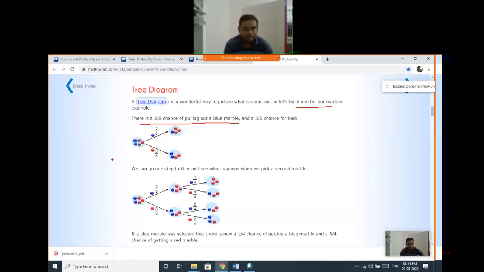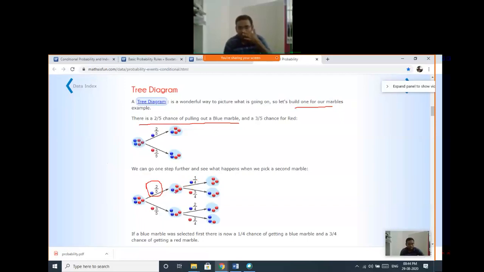So we can go one step further and see what happens when we pick a second marble. After this event has occurred, what is the probability of getting another blue marble? Because we have taken one blue marble, the remaining marbles are 4, and the number of blue marbles is decreased by 1. Earlier it was 2 blue marbles, now it is 1, so the probability is 1 upon 4. This happened because it depends on the previous event. If you had not taken a blue marble, it would be something different, it may be 2 by 4.